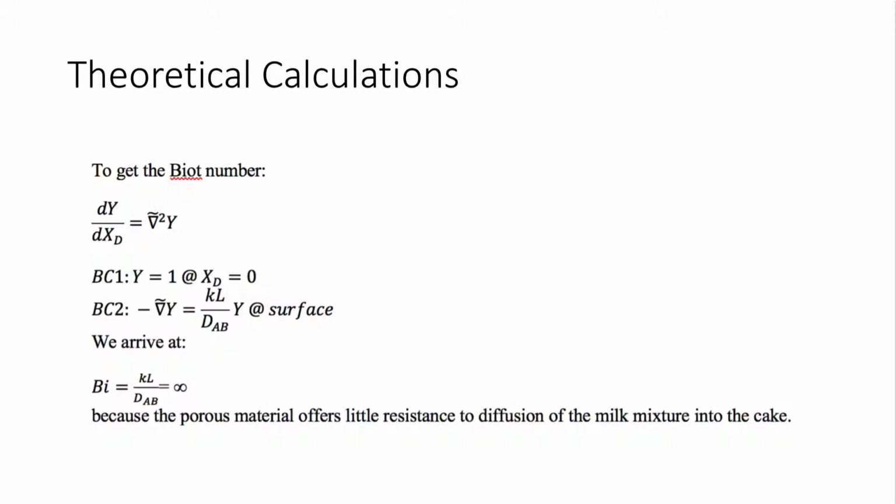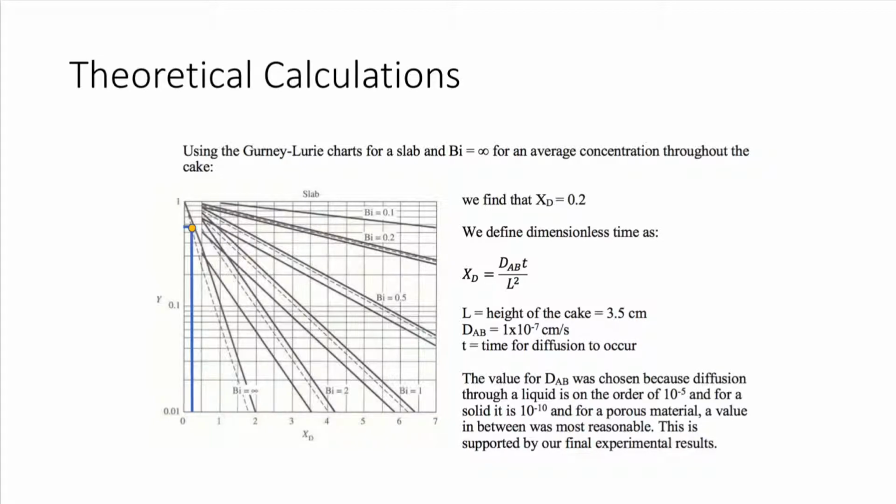To get the Biot number, the following derivation is followed. Using the following boundary conditions, we arrive at a Biot number equal to kL over the diffusion coefficient. Here we define this to be equal to infinity because the porous material offers little resistance to diffusion of the milk mixture into the cake. Using the Gurney-Lurie charts for a slab and using a Biot number of infinity for an average concentration throughout the cake, we find that XD is equal to 0.2.